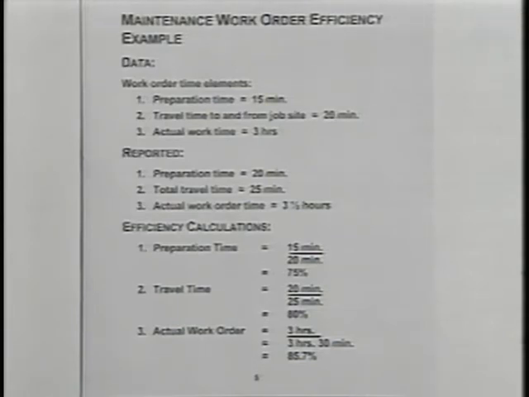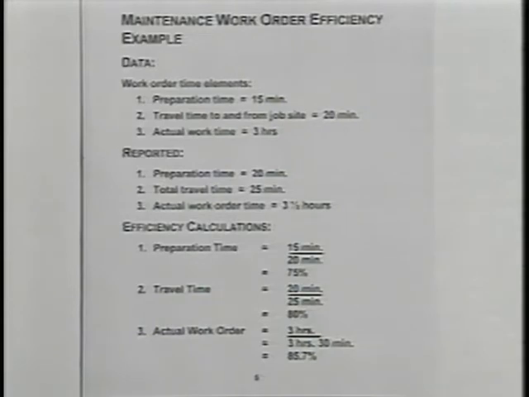What was actually reported is as follows. Preparation time, spent a little more time than we thought, which was 20 minutes. The total travel time was 25 minutes instead of 20 minutes, and the actual work order time was 3.5 hours in lieu of the 3 hours that was estimated. So utilizing the efficiency formula, we're going to calculate the efficiency for the preparation, the travel, and the actual work time, and those are shown at the bottom portion of page 5 in steps 1, 2, and 3.